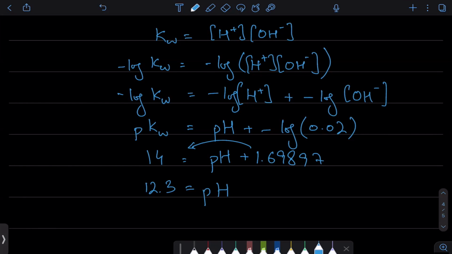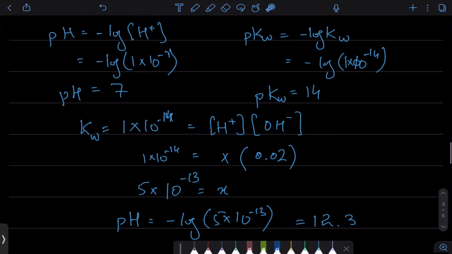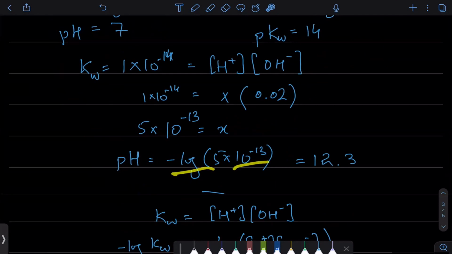So I have two ways of figuring out the pH. One is कि मैं यहाँ पर concentration को लूँ. I first figure out the concentration of H positive, and using that, I figure out the minus log of that. That's one step. So मैं इसको लिख लेता हूँ that first you find concentration of H positive, and then you do minus log of that, and that gives you the pH.